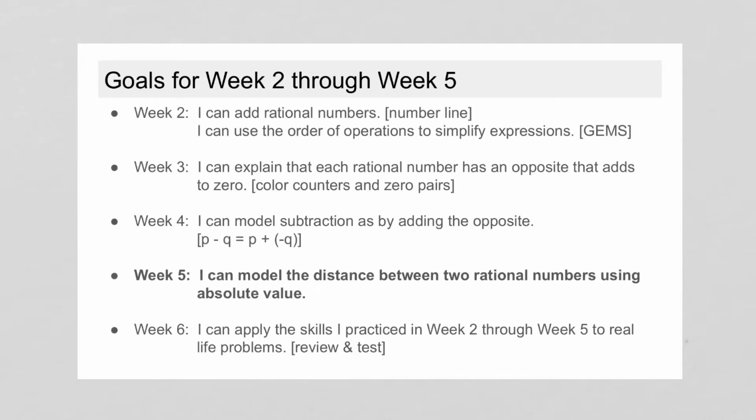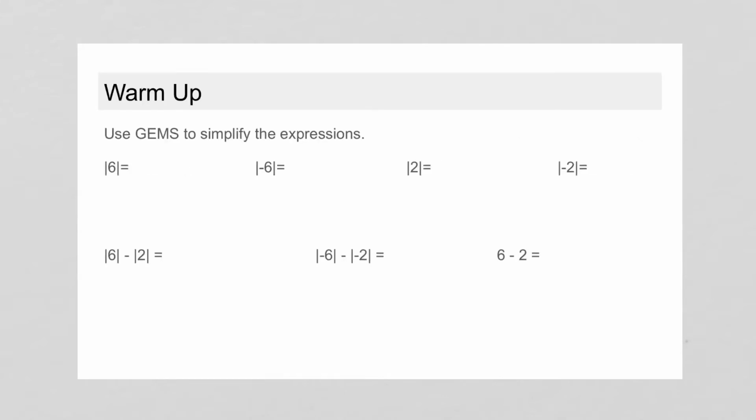So to recap our goals for this first unit, we are at week 5. We want to be able to say that I can model the distance between two rational numbers using absolute value. Just a reminder that next week we're going to apply all the skills together, and we will review and test. So take a minute to do the warm-up. If you're doing this on Edpuzzle, it'll pop up on the right. Otherwise, we will do these together in class.